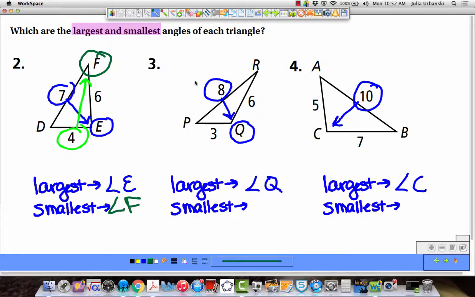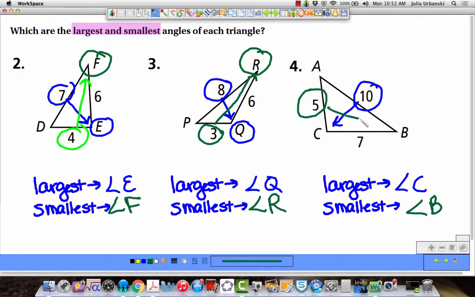Smallest angle over here. Start at the smallest side. What's the smallest side? 5. Oh, 3. 3 is the smallest side. So you start from that side and you go across the triangle. And what angle do you find? Angle R. And then you have this over here. What would the smallest angle be? Angle B. B is across from the 5. 5 is the smallest side, so B is across from that. That makes it the smallest angle. Okay, so if it's a triangle, only angles are across from sides. So it wouldn't be 2 angles, it would be an angle and a side.